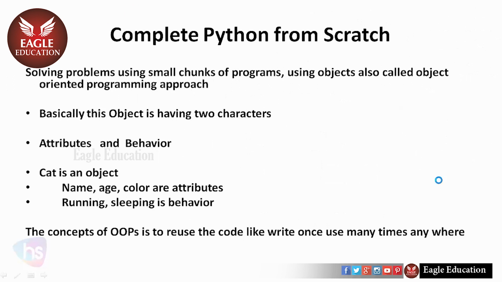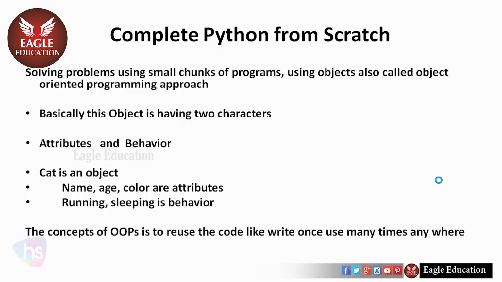See here. Solving problems using small chunks of programs with respective objects is also called the object-oriented programming approach. When we are writing a program, we make functions like small chunks out of that particular long program. That long procedure we make into small chunks that we can reuse, and keep on reusing. That is called the approach of object-oriented programming.